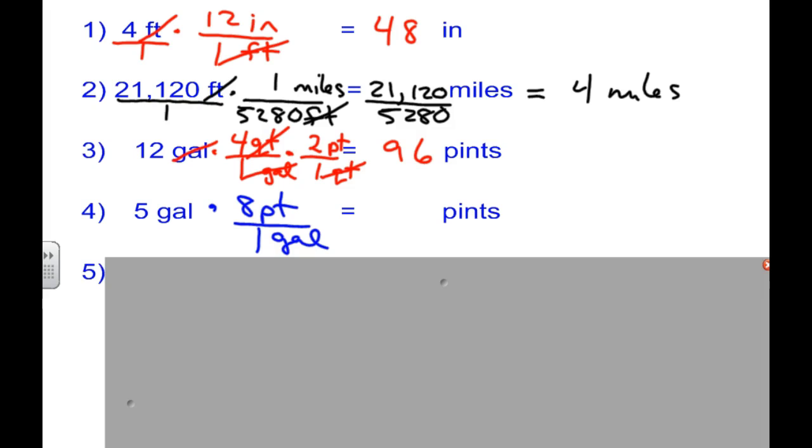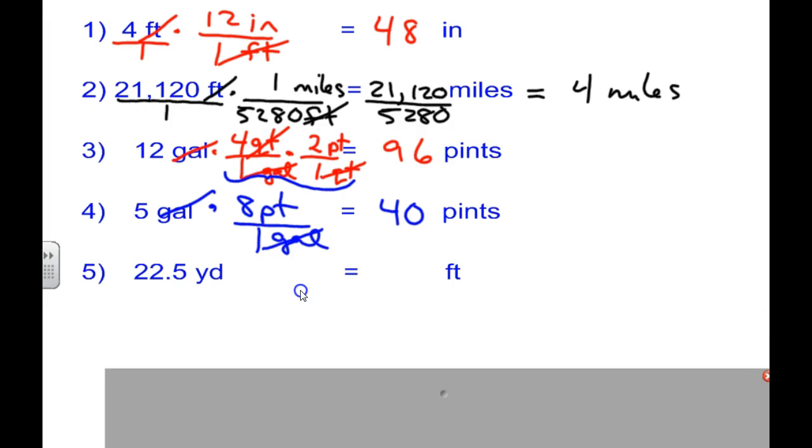Okay, so we have a superstar, Alex, who noticed that these two factors become one factor. 8 pints in 1 gallon, right? So we can just use this new factor and we end up with how many pints? 40 pints. 5 gallons is 40 pints.